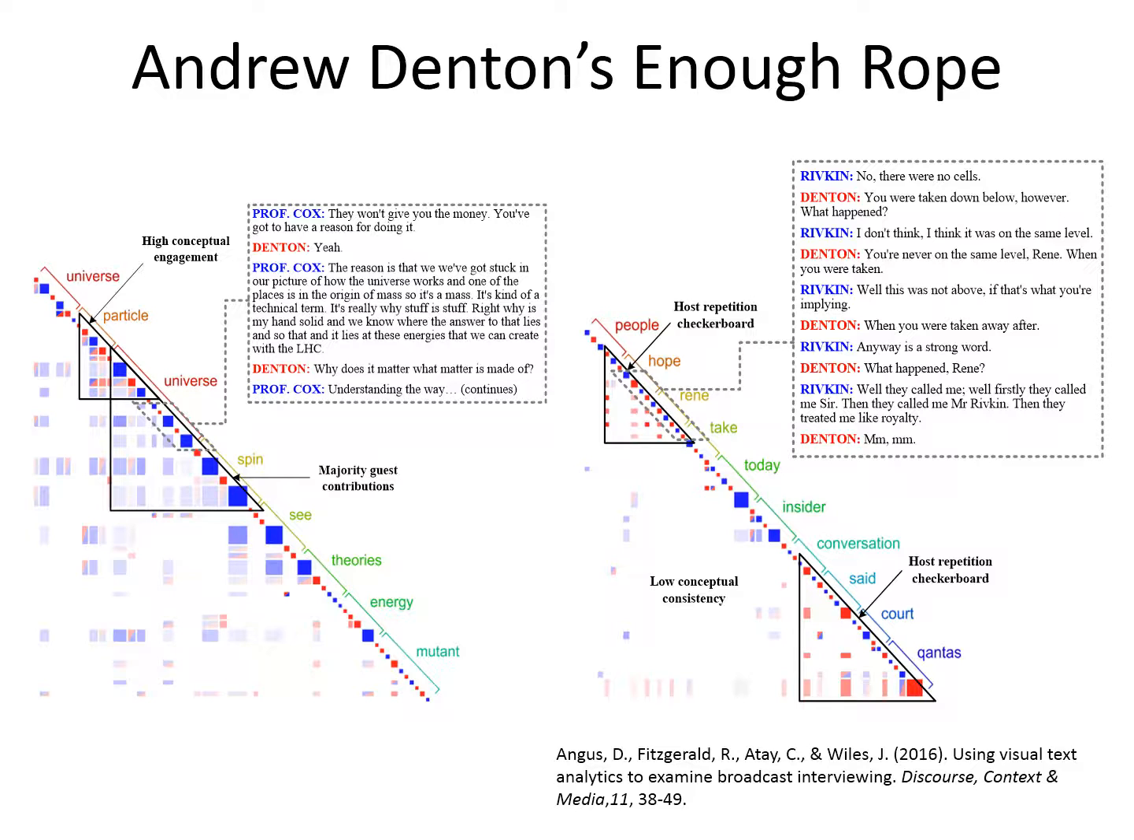What we see here is that Renee Rivkin is not actually engaging with Denton's questions, because we don't see any red to blue connectivity. There are no squares that indicate an overlap between those individuals, so those elements are white, and we can suggest that there is very little conceptual repetition between these individuals. So that's one way that we can analyze temporally the kinds of concepts being said and how individuals can relate to each other in a discourse.